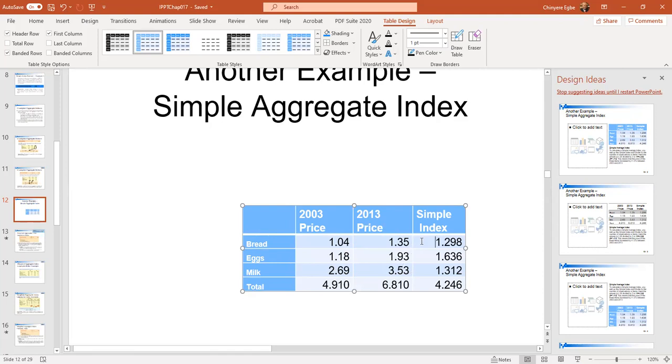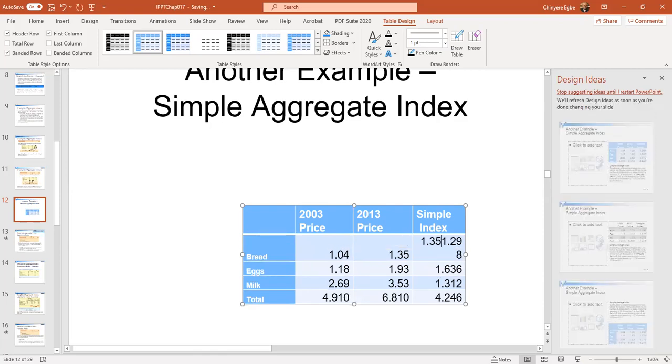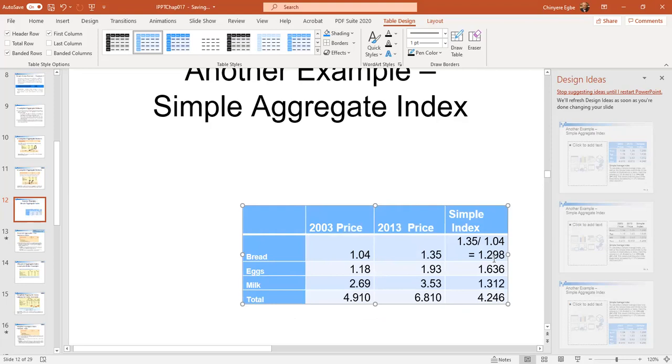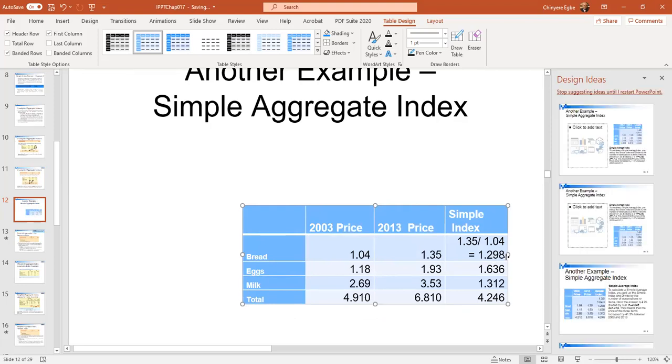So you take each one and calculate the index. For example, the index for bread is $1.35 divided by $1.04, which gives you 1.298. 1.35 divided by 1.04 gives you 1.298.